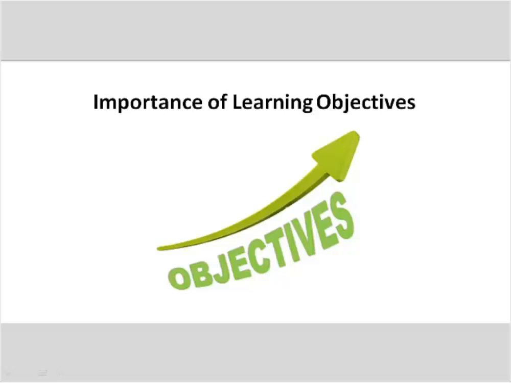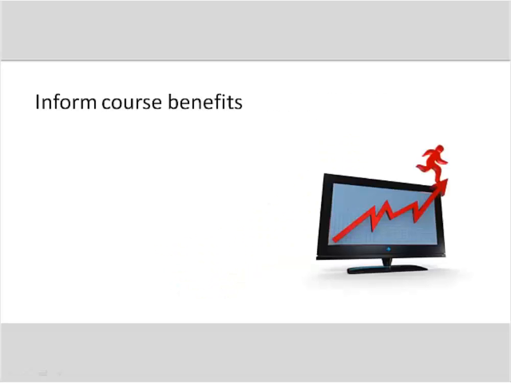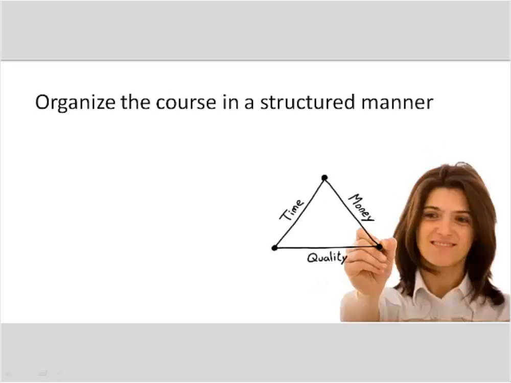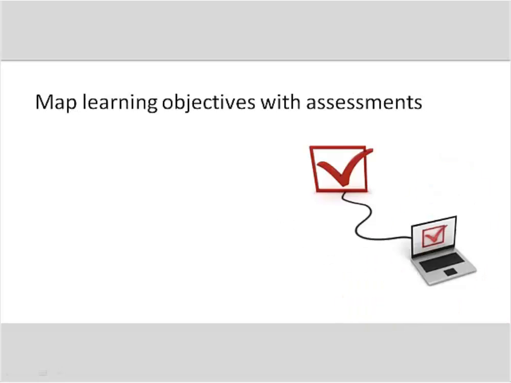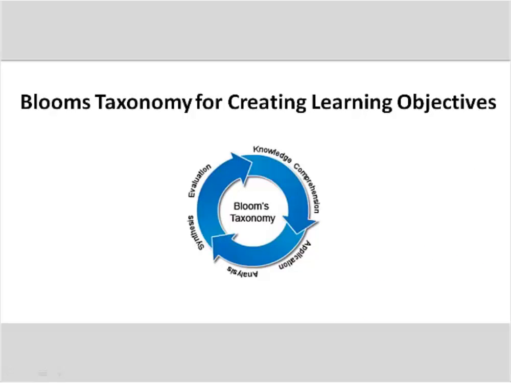Let's look at the importance of learning objectives. Learning objectives are important because they inform the learner about benefits of the course, organize the course in a structured manner, and map learning objectives with assessments. In order to write learning objectives, we can use a list of verbs from Bloom's taxonomy.